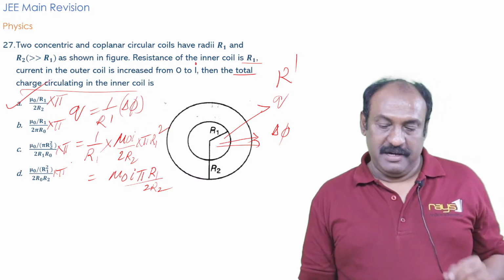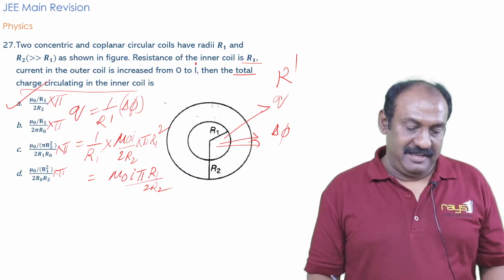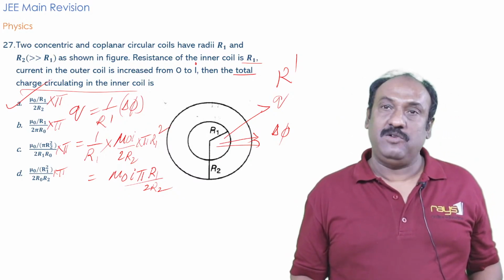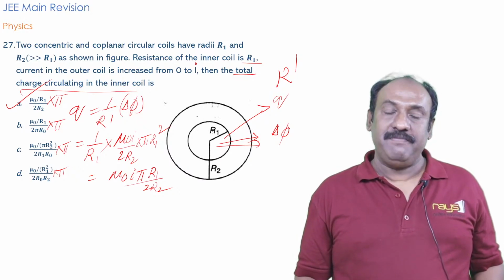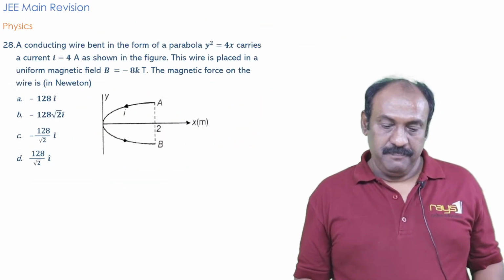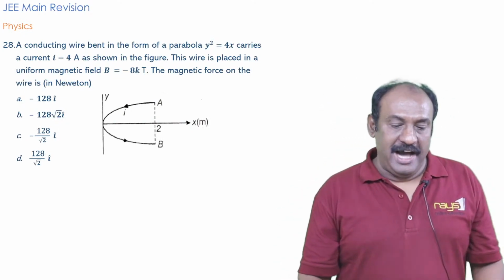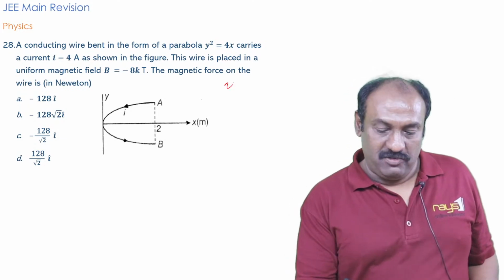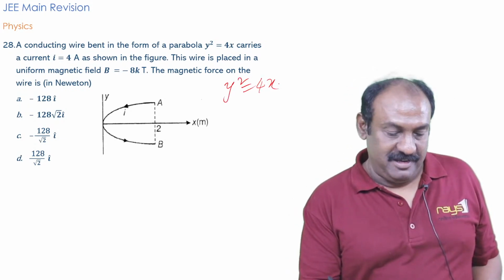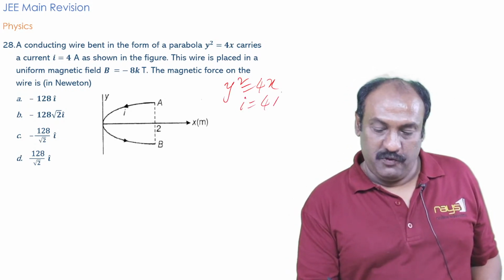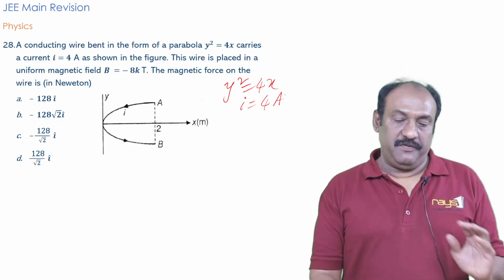So for question number 27, the answer is A: mu naught I R1 into pi by 2R2. Question number 28: a conducting wire bent in the form of a parabola y square is equal to 4x carries current I equal to 4 ampere as shown in the figure.